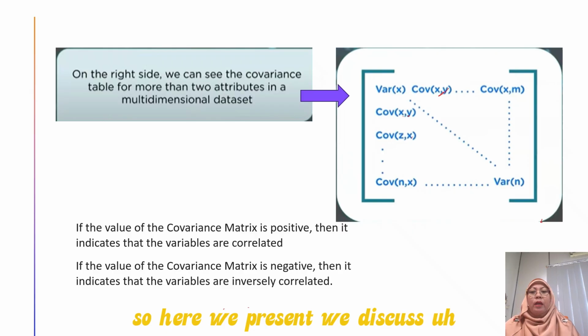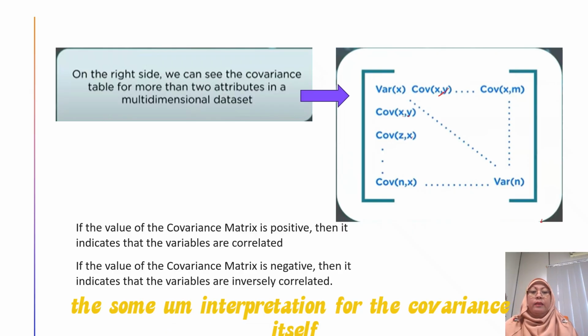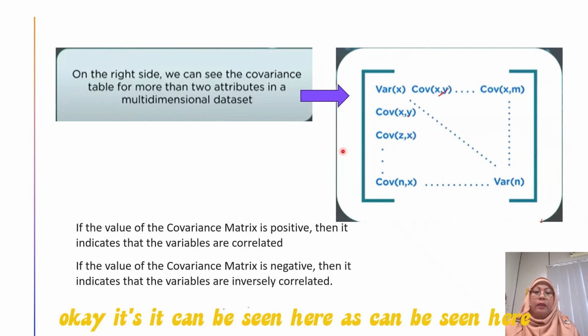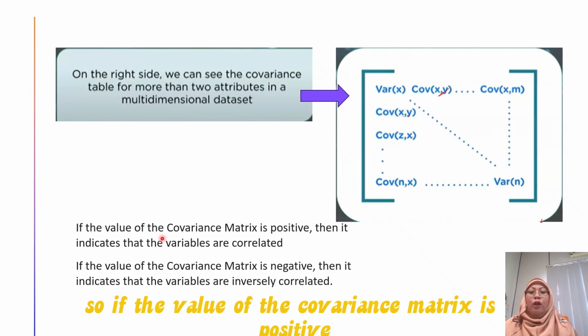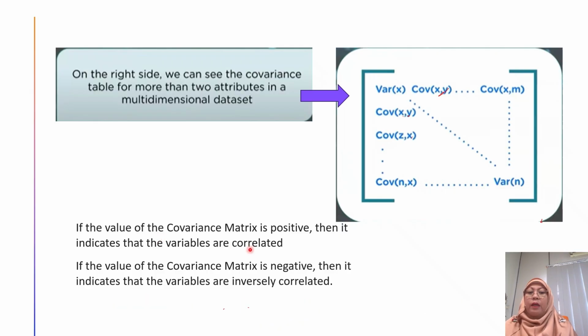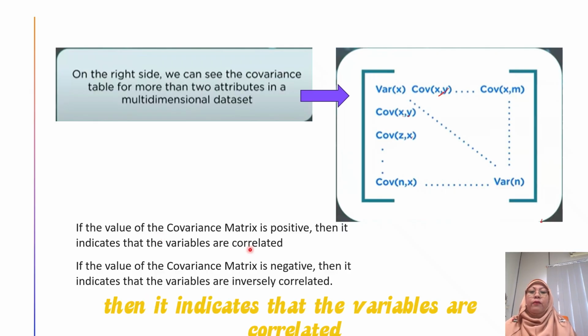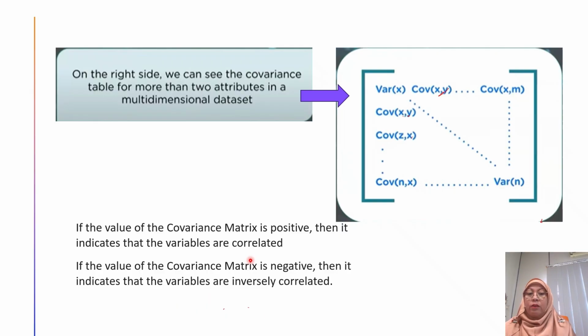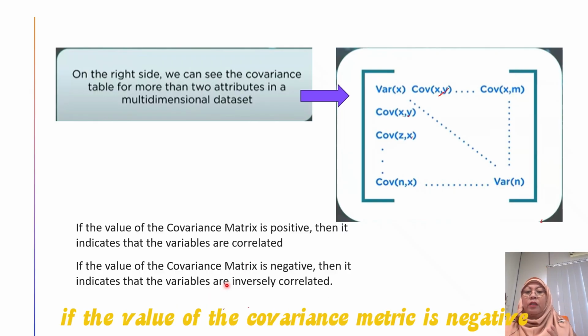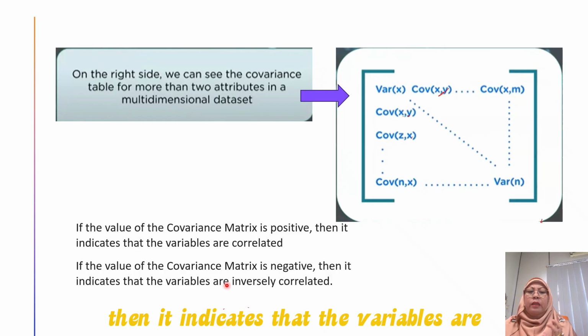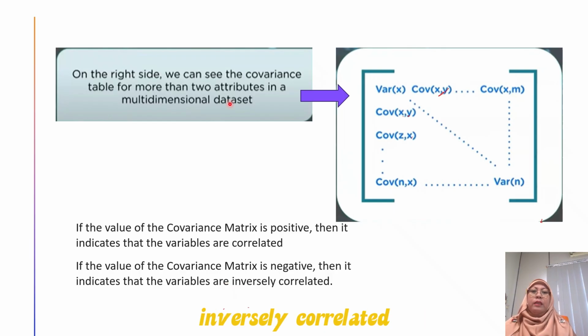Here we discuss some interpretation of the covariance itself. If the value in the covariance matrix is positive, then it indicates that the variables are correlated. If the value is negative, then it indicates that the variables are inversely correlated.